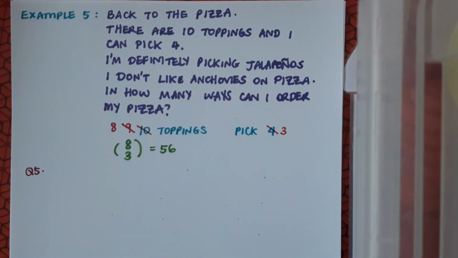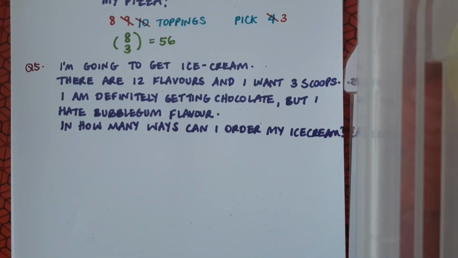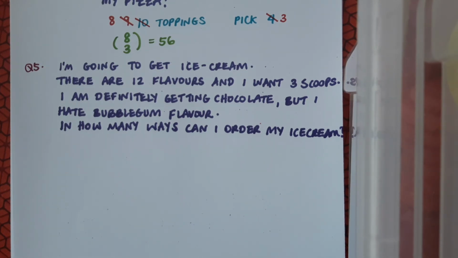Okay, here's a question for you. So I'm going to get ice cream and there are 12 flavours available and I want 3 scoops and I'm definitely getting chocolate, but I hate bubblegum flavour. So in how many ways can I order my ice cream? Pause the video here, give this a shot and then play and see if you're right.